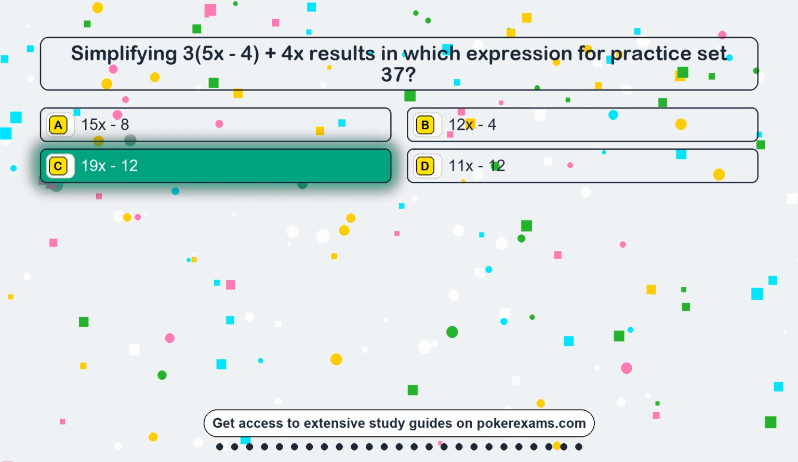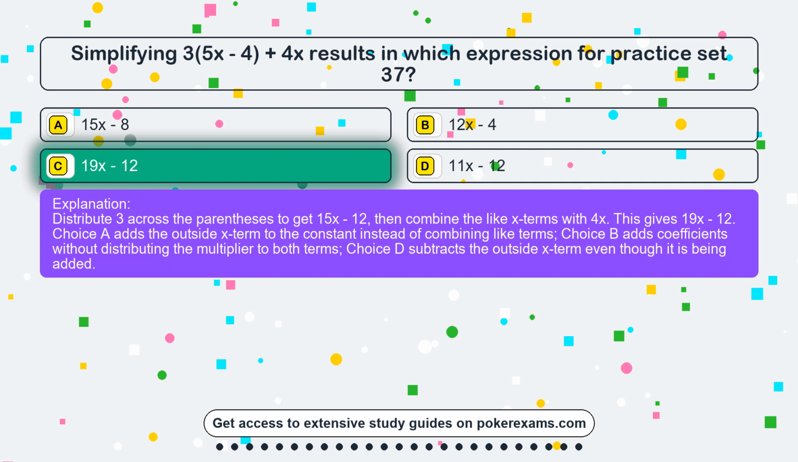The correct answer is option C, 19x minus 12. Distribute 3 across the parentheses to get 15x minus 12, then combine the like x terms with 4x. This gives 19x minus 12. Choice A adds the outside x term to the constant instead of combining like terms, choice B adds coefficients without distributing the multiplier to both terms, choice D subtracts the outside x term even though it is being added.